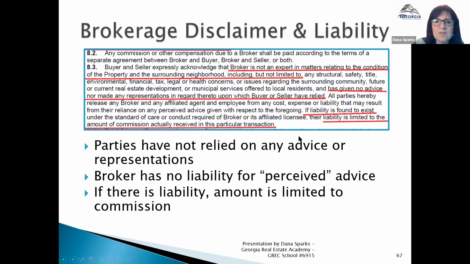This is a broker's disclaimer of liability. It basically says, look, I am a real estate agent and I am a real estate broker. I am licensed as an agent and a broker. I am not an expert. I'm not a surveyor. I am not an inspector. I am not a zoning person. I'm not an advice person. I'm not an attorney. Anything that is of specific importance to you, you have the duty, you public buyer and seller, to go get other additional advice: structural advice, safety advice, title advice, financial, tax, legal, health, and so on. Parties have not relied on any advice or representations from the broker or agent other than with respect to their duty as an agent.